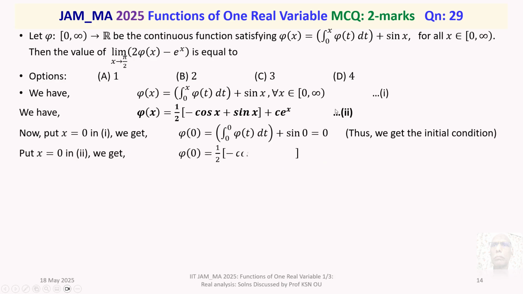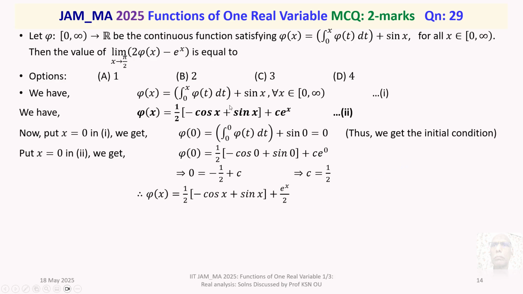Put x is equal to 0 in the general solution. Then you will get phi of 0 is equal to 1 by 2 into minus cos 0 plus sin 0 plus c e power 0. And cos 0 is 1 and sin 0 is 0. E power 0 is 1. And phi of 0, the initial condition, is 0. So you will get 0 is equal to minus 1 by 2 plus c. So the c value is 1 by 2. Thus we got the solution of phi of x. Phi of x is equal to 1 by 2 into minus cos x plus sin x plus c e power x, where c is 1 by 2, so it is e power x by 2.